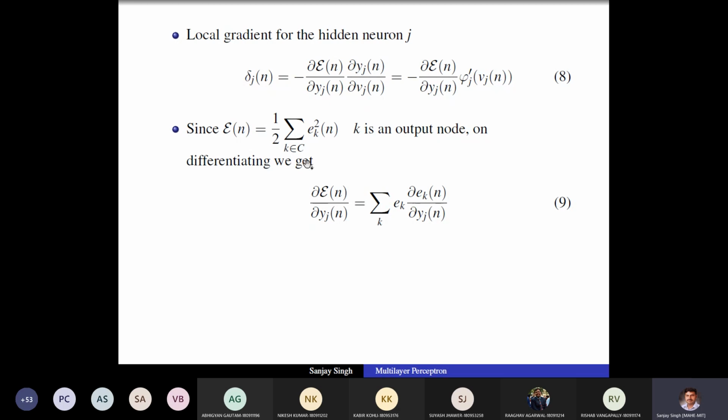So this will be 1 by 2, this is the sum over k, and this is basically 2ek, 1 by 2, so 2 will cancel, ek, but ek is not depending on yj directly, so we still write ∂ek by ∂yj. So this is straightforward.